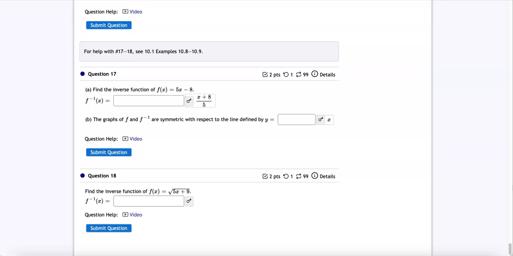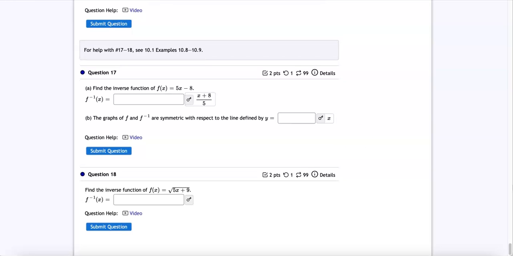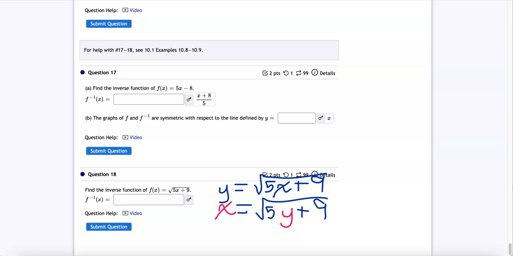So for question 18, you're going to do the same process again. This one's going to be a little trickier because you're going to have to square both sides, but the technique is going to be the same. So first, we're going to rewrite the original function as y equals square root of 5x plus 9. Then you need to switch x and y. And then after you switch x and y, you're going to square both sides.